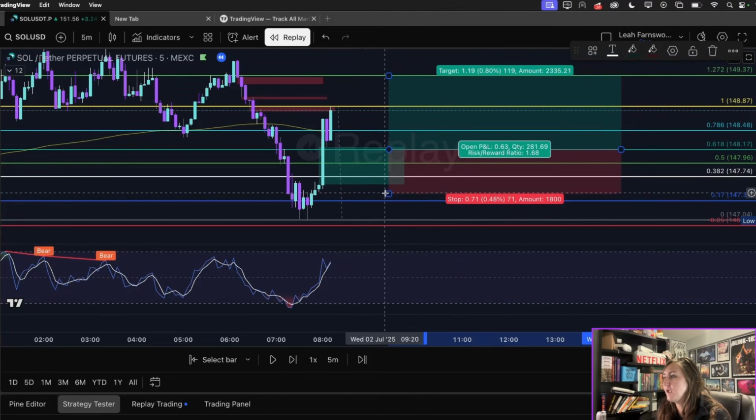The fair value gap candle. Not the fair value gap, the fair value gap candle, including that wick. Give it some breathing room, okay?